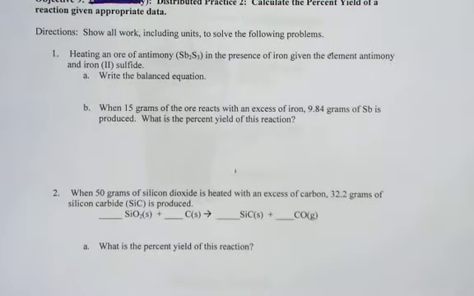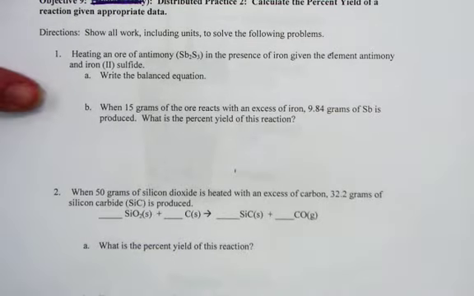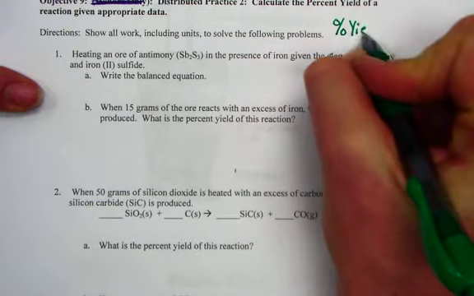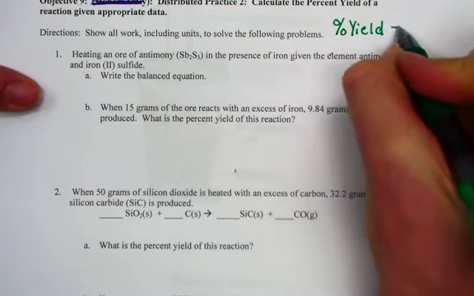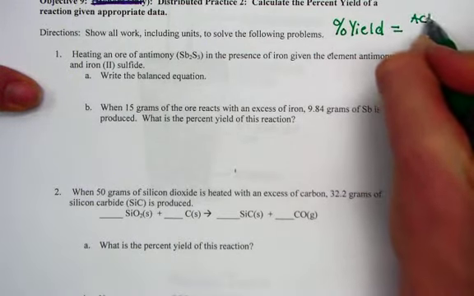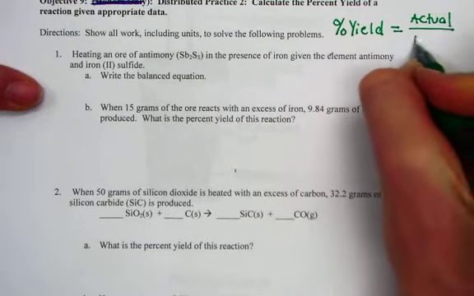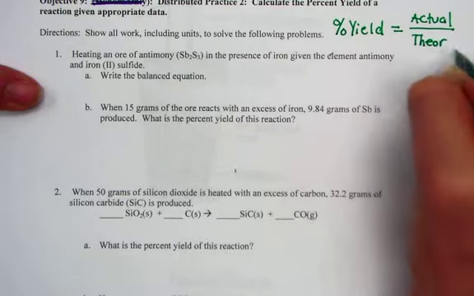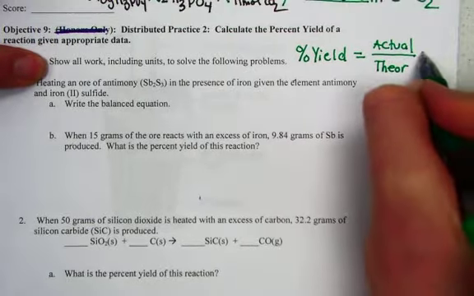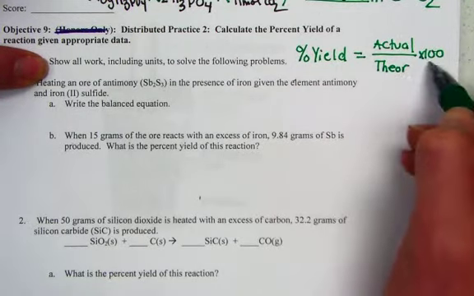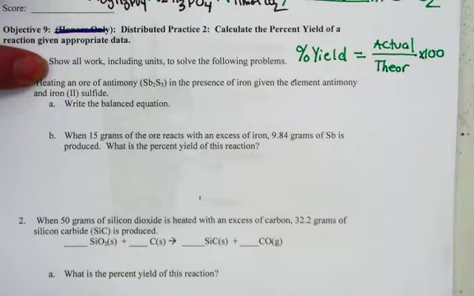Our last objective is a distributive practice calculating percent yield given appropriate data. Percent yield is a measure of the efficiency of a reaction, where we take our actual yield, what we make in an experiment, set that over the theoretical yield, what we find from our stoichiometry problem, and express that as a percent. Actual over theoretical times 100 gives us our percent yield.